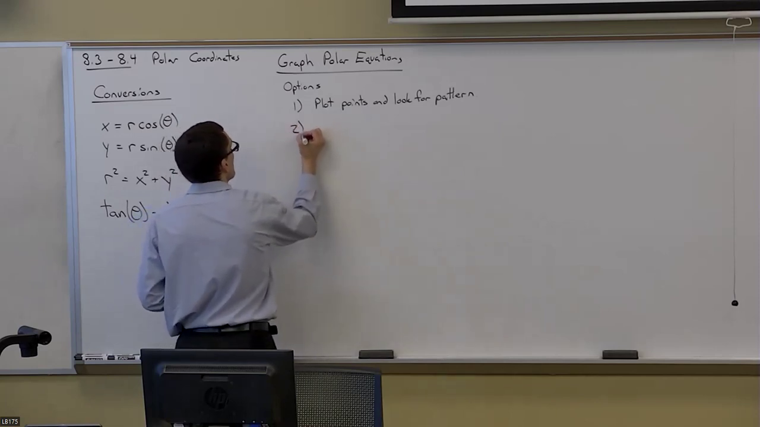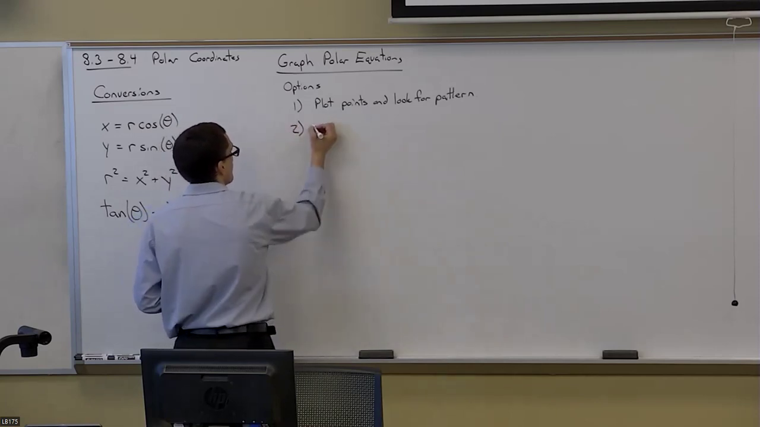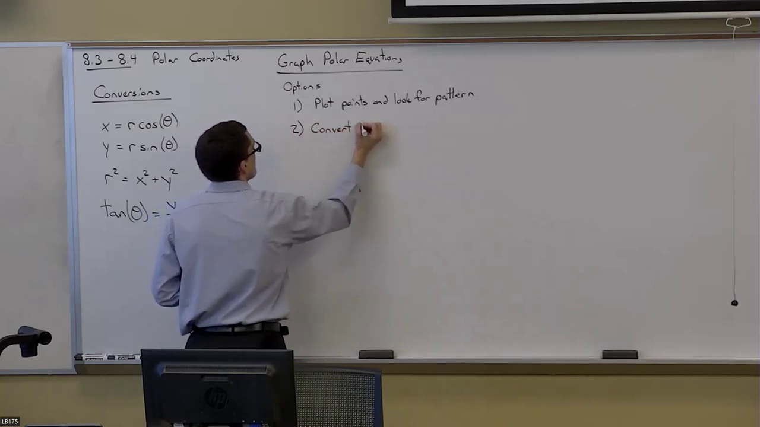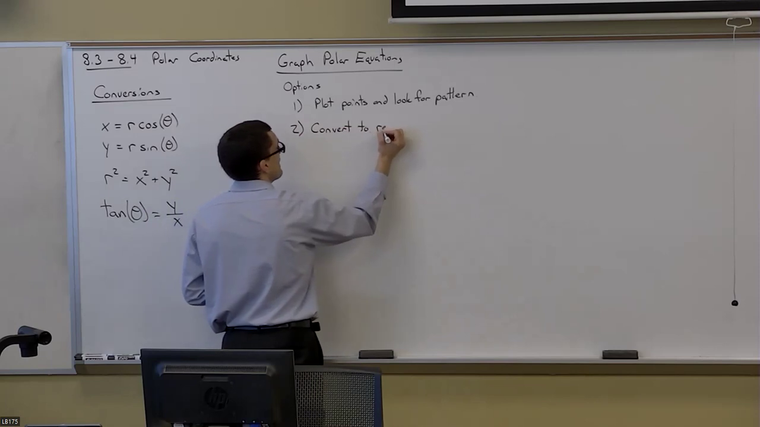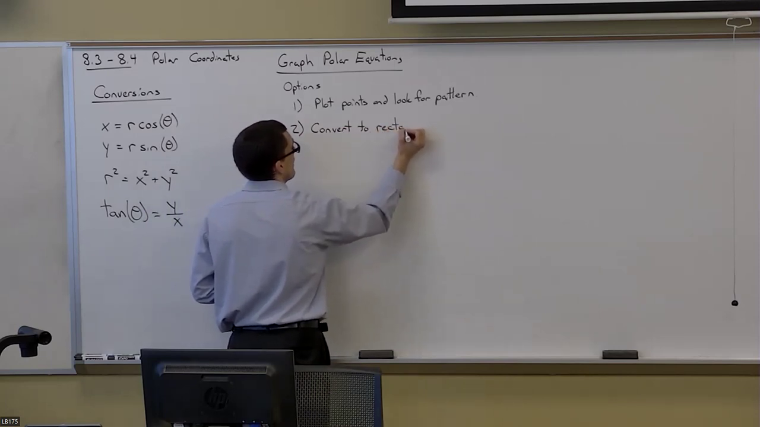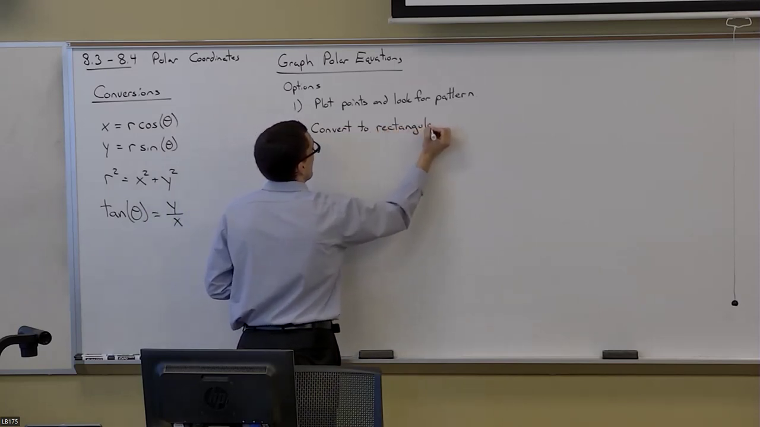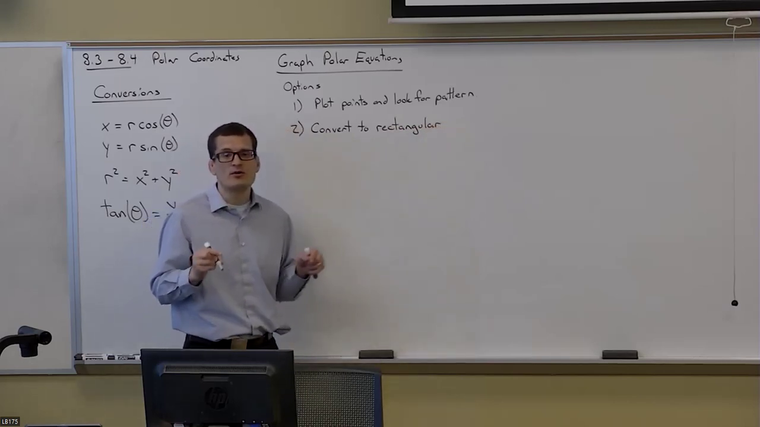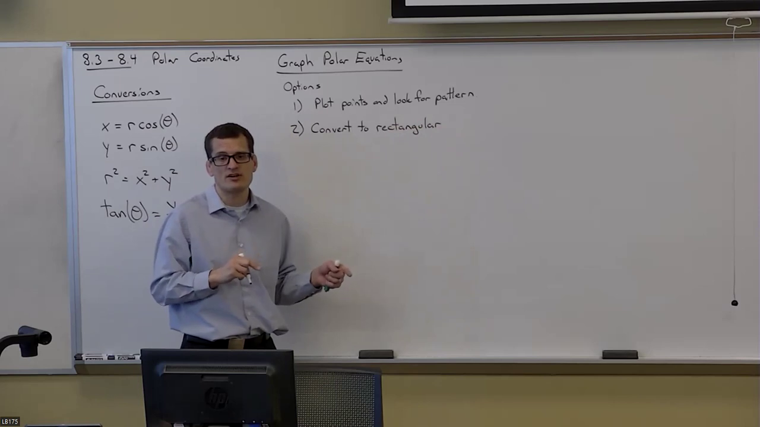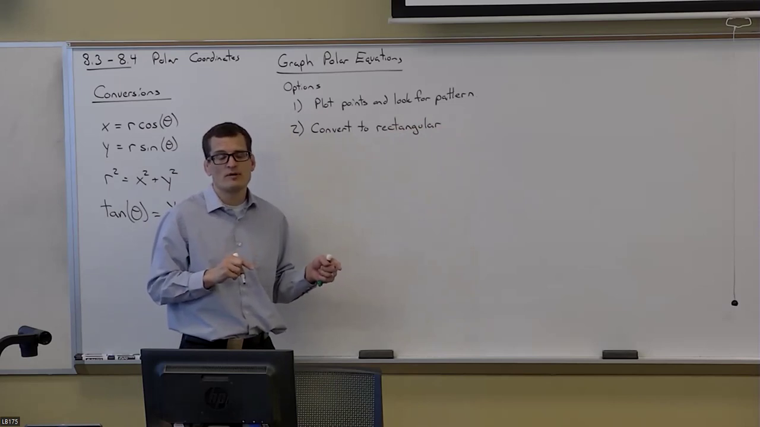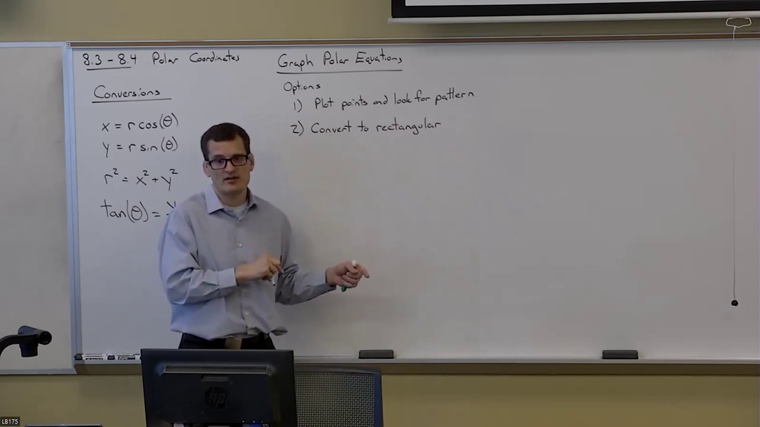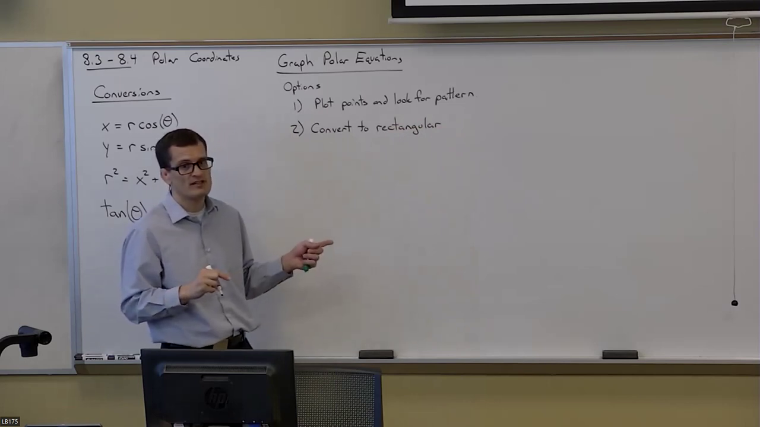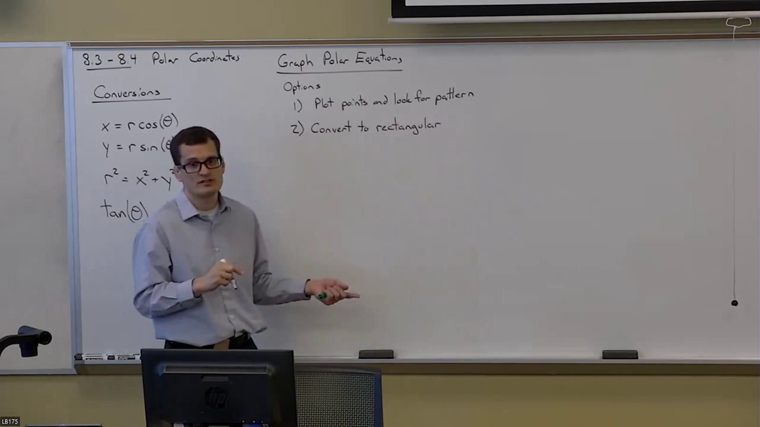Option two would be to convert to rectangular, and then knowing equations in rectangular, knowing what their graphs look like, we could hopefully graph the rectangular version.